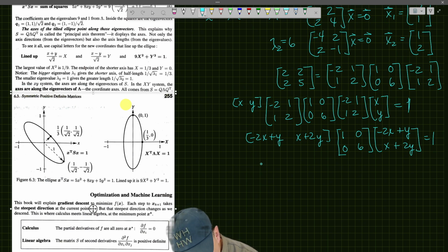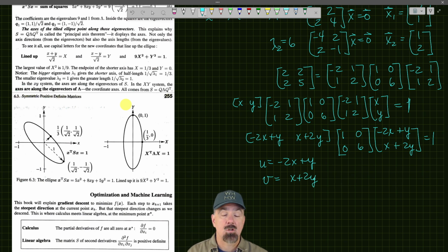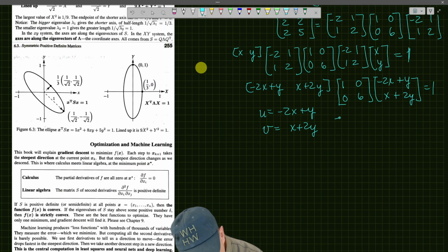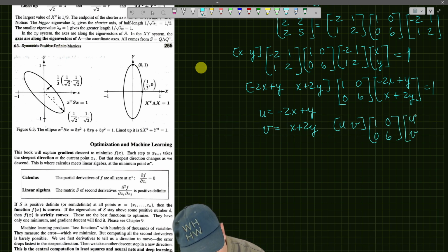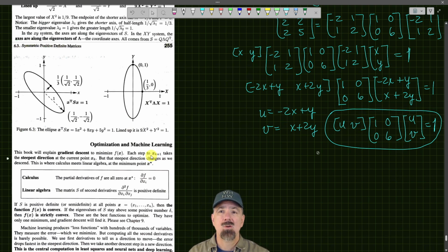So if we allow, for example, u to be equal to negative 2x plus y and v to be equal to x plus 2y, this is just a change of variables, just like a change of basis, really. Then what we're going to end up with is uv times now a diagonal matrix, 1, 0, 0, 6, times uv equals 1. And so via the diagonalization and the properties of symmetric matrices, we're able to rewrite the ellipse in a fashion so that we have in the new coordinates rotated it onto the axis, just like we have here.